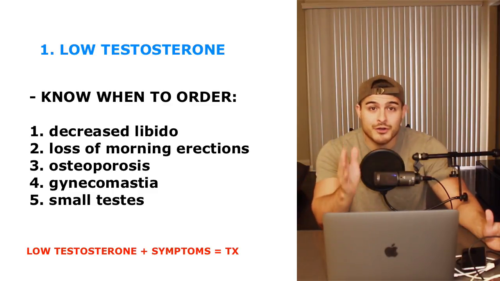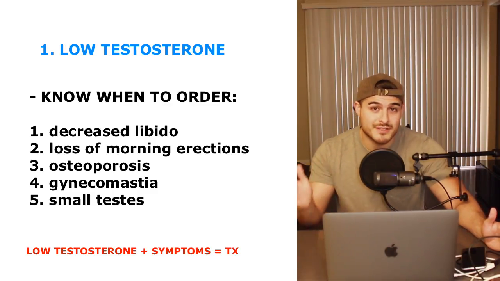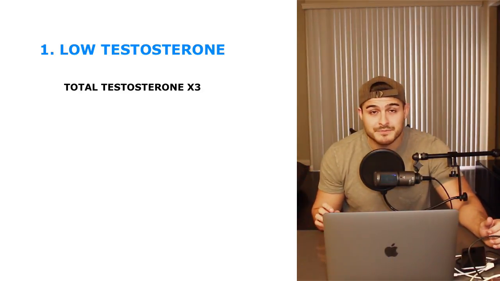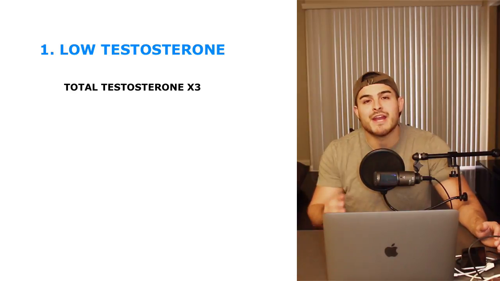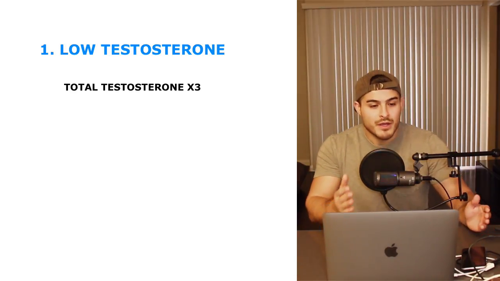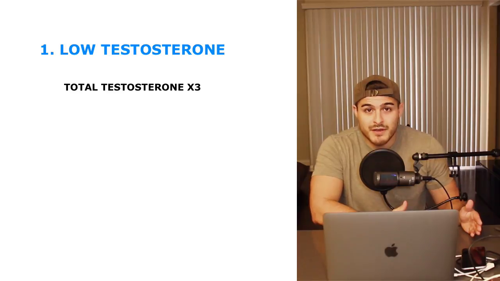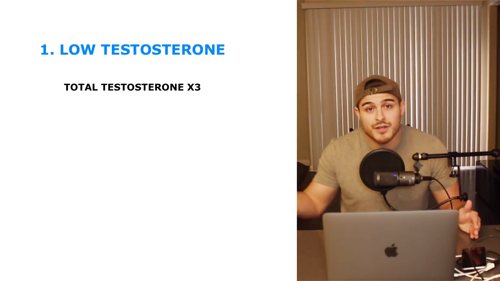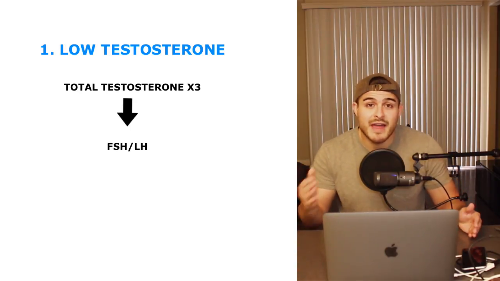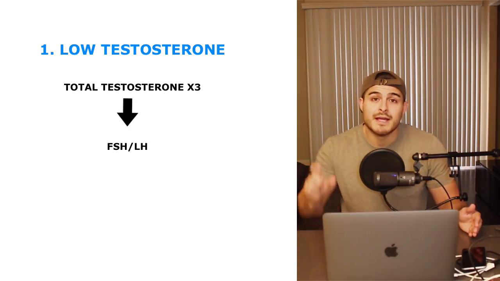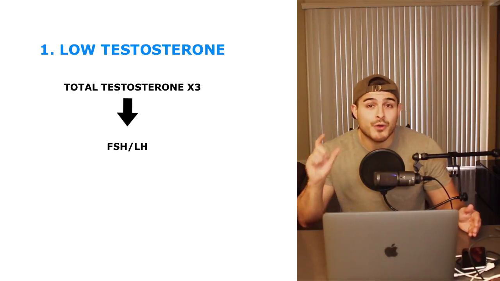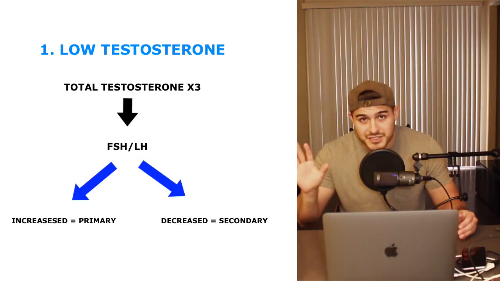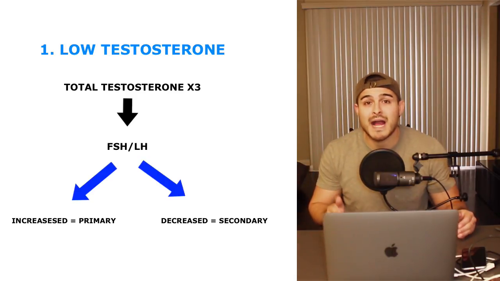Now, when you are drawing up the labs, get a total testosterone. You want to do this on 3 separate occasions, right? You want to do this early morning, and you want to do this fasting. So we're going to draw the total testosterone level, and if that comes back low, then we're going to do it 2 more times, and then we also want to add FSH and LH, and this is going to help differentiate between primary or secondary hypogonadism. If the LH and FSH are elevated, then we're talking about primary hypogonadism.